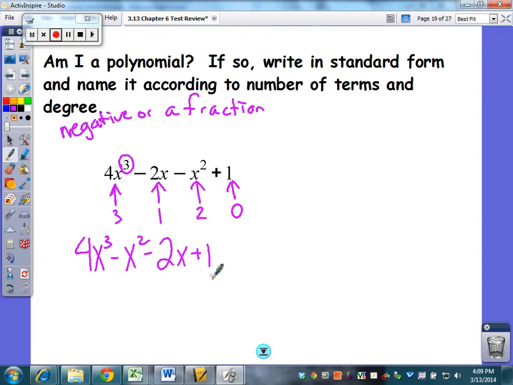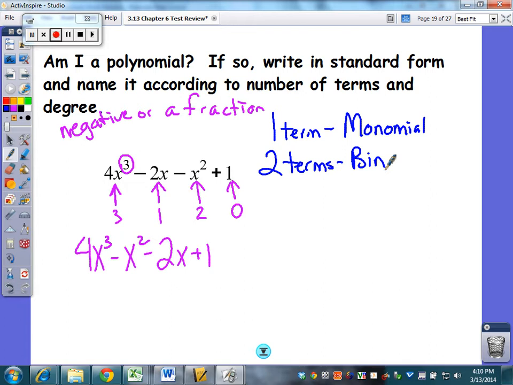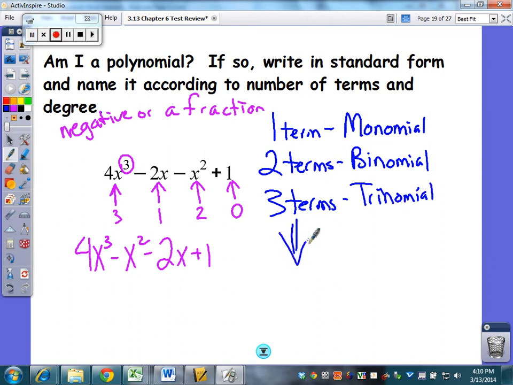Now, when we go back to the table we had looked at before, if we have one term, it's a monomial. And again, this is in your book and you need to study that table. It's 2 terms, it's a binomial. 3 terms is a trinomial. And anything after 3 terms, we just call it a polynomial.